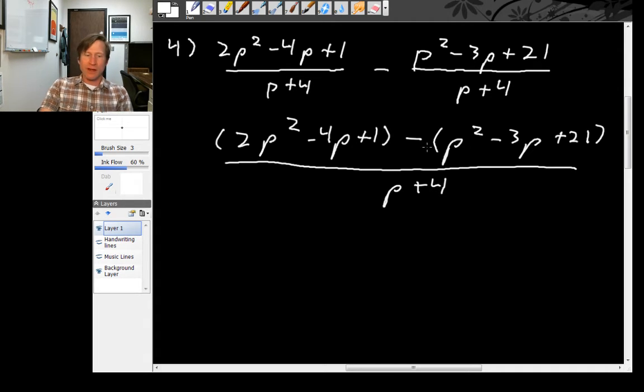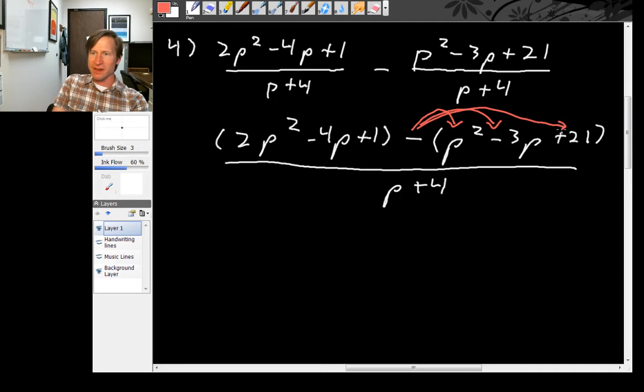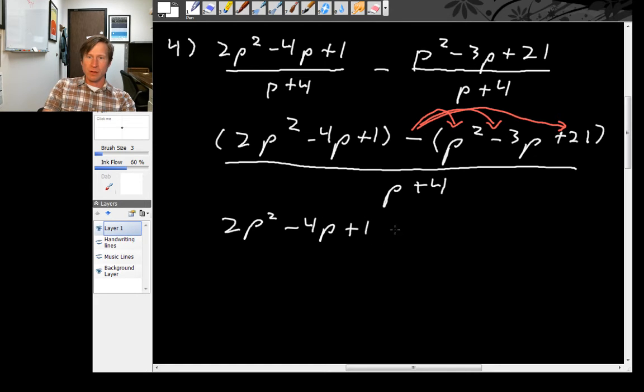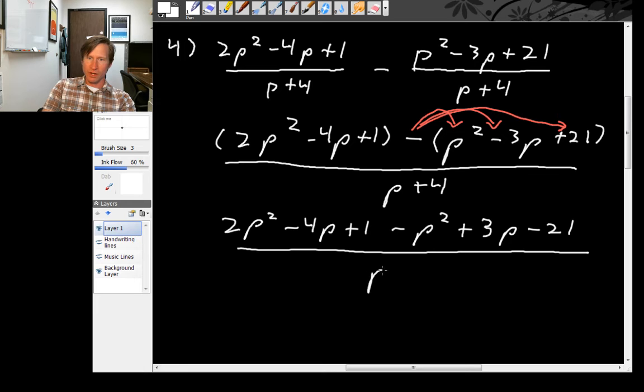Okay, now in the numerator, we're going to have to distribute this minus sign here. Don't forget that part. This minus sign applies to everything in the numerator over here, not just the p squared part. So this becomes 2p squared minus 4p plus 1 minus p squared plus 3p minus 21 all over p plus 4 again.